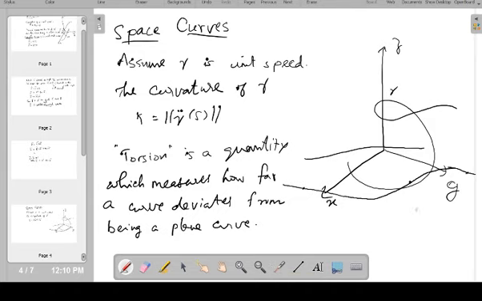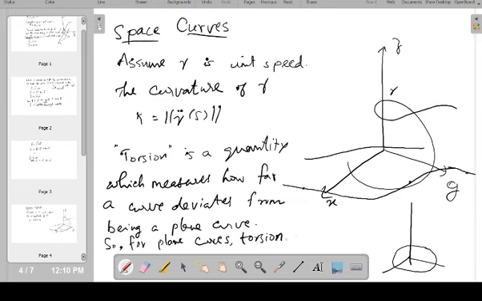For example, you have the circle in the xy plane. This circle is a plane curve, so its torsion must be equal to 0. So for plane curves, torsion is equal to 0. So this quantity we have to define formally.